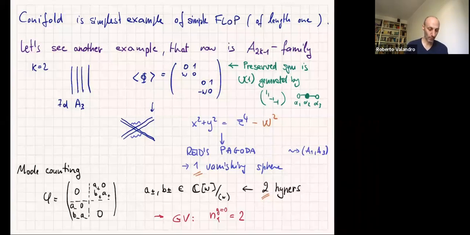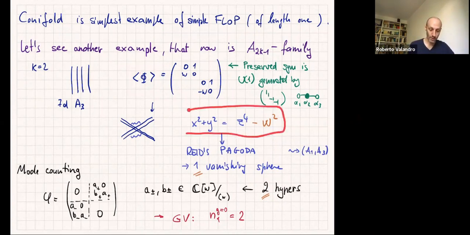Okay, so if you plug this phi into the spectral equation, the determinant of Z identity minus phi, what you get is this equation. This is a known equation. It's called the Reid pagoda with k equal 2, and in other communities it's known as the A1, A3 singularity. This has one vanishing sphere. If you resolve, you see it is only one vanishing sphere. And in fact, this one vanishing sphere is exactly this alpha 2.